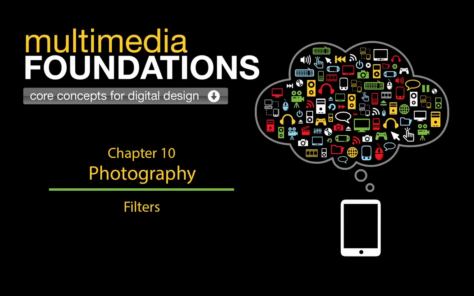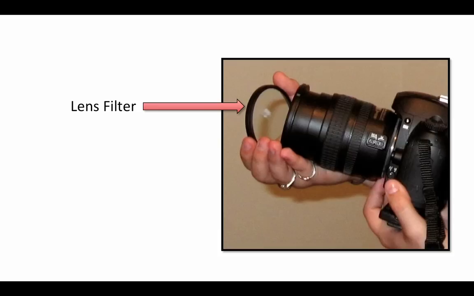In this tutorial for Chapter 10, dealing with photography, we want to take a look at filters. Historically, a filter is a physical device, a specially manufactured glass element that's attached to the front of a camera lens. There are many different types of filters that do different types of things, but basically a filter would be the very first element on a lens through which the light coming into the camera would have to pass through.